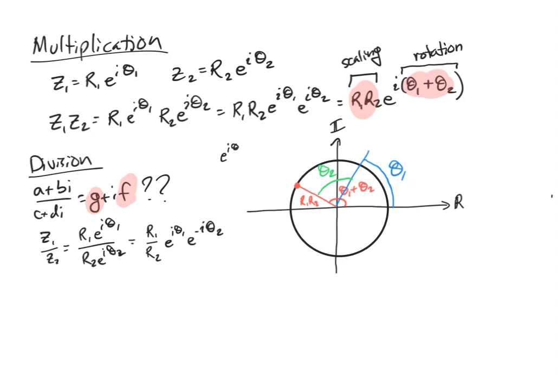That's a little diversion. But this we can easily express again because this is just this ratio of two numbers, but this just becomes e to the I theta 1 minus theta 2. So this is the same thing as multiplication. Again, we've scaled it. This time, instead of multiplying our original magnitude by the magnitude of the second complex number, we're dividing it. And instead of rotating it in the positive direction, we're rotating the direction of our vector in the negative direction, as seen by this negative sign.